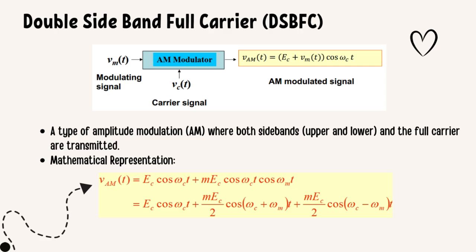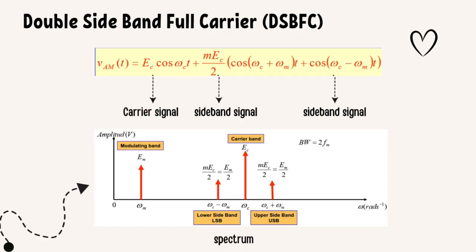Here is the equation of the resulting signal after modulation. The modulated signal in the DSB-FC can be expressed like this, where Ec is the carrier amplitude, fc is the carrier frequency, and m(t) is the normalized message signal. The spectrum of the DSB-FC signal consists of the carrier frequency component fc and two sidebands located at fc plus fm, which is the upper frequency, and fc minus fm, the lower frequency.